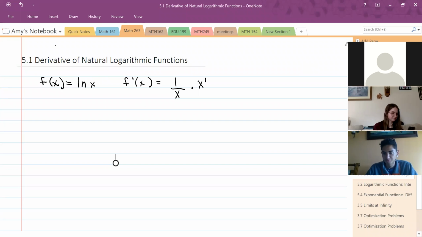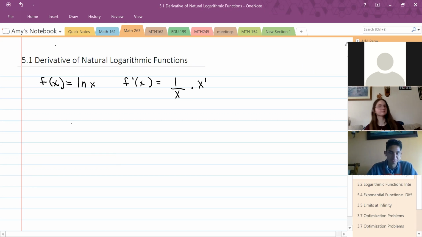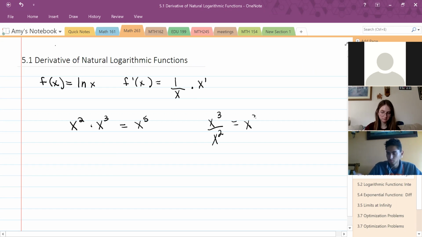Okay, so we know that logarithmic functions are the inverse function of exponential functions. And we know the rules of exponential functions. When you multiply with exponentials, you add exponents. And when you divide with exponents, you subtract. We need to keep these properties in mind when we're working with logarithmic functions.